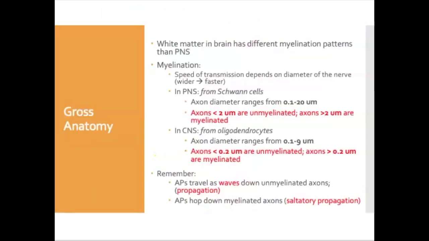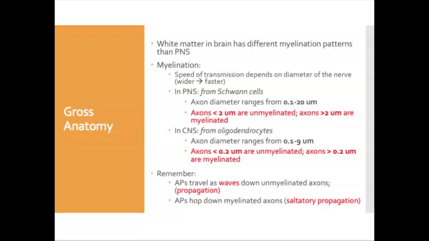The white matter that lies in the brain has different myelination patterns than the white matter that we see out in the peripheral nervous system, what we would call nerves. We've talked about myelination in terms of what myelin is made out of and what cell types secrete it. We've talked about why certain axons are wrapped in myelin, what function that myelin provides. But we haven't yet talked about how myelination differs from the central nervous system compared to the peripheral nervous system.